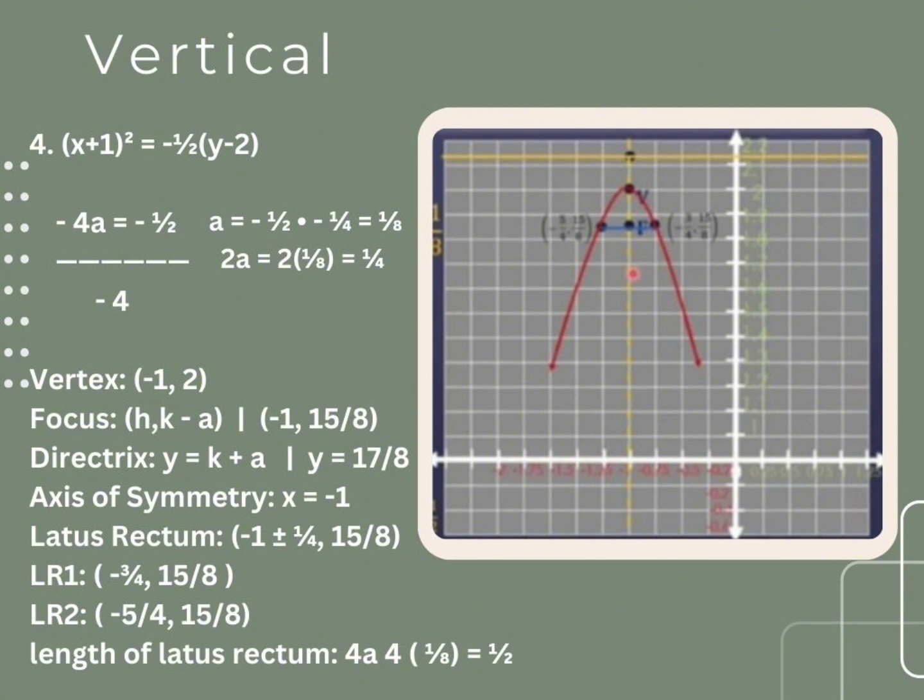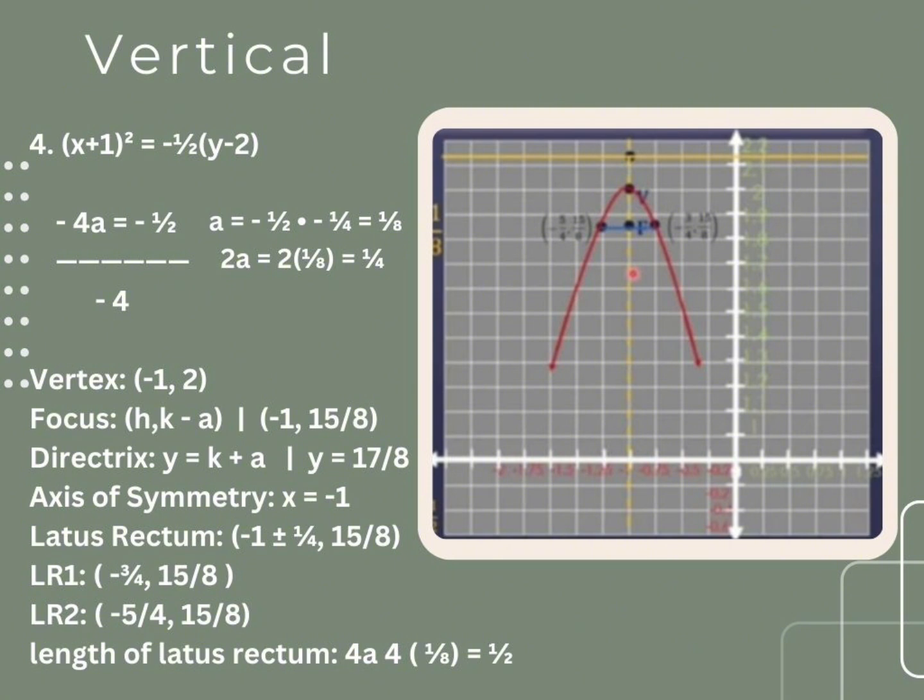We compare the equation to the standard form. 4a = -1/2. Now, solve for a. a = (-1/2) / 4 = -1/8. Then calculate 2a, used for the latus rectum. 2a = 2 times -1/8 = -1/4.